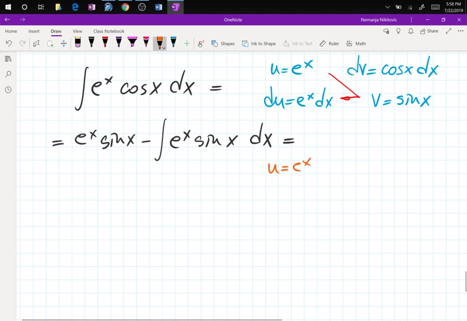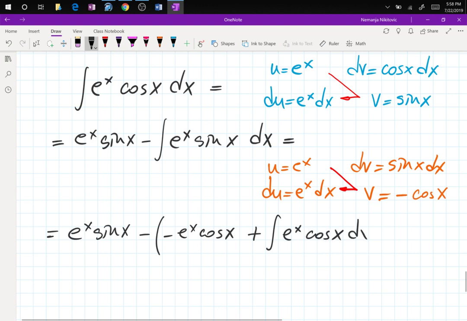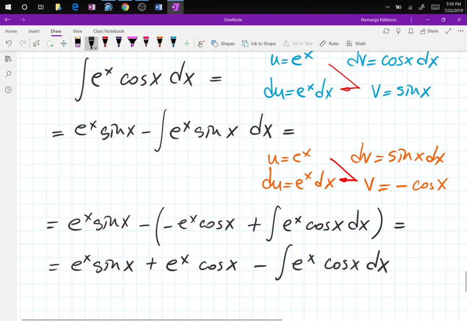u equals e to the x. dv equals sine x dx. du equals e to the x dx. And v is negative cosine x. And we put our arrow. Copy e to the x sine x minus, and now in parentheses I have negative e to the x cosine x. Minus and minus gives me a plus, the integral of e to the x cosine x dx. And when I simplify this, it becomes e to the x sine x plus e to the x cosine x minus the integral of e to the x cosine x dx.